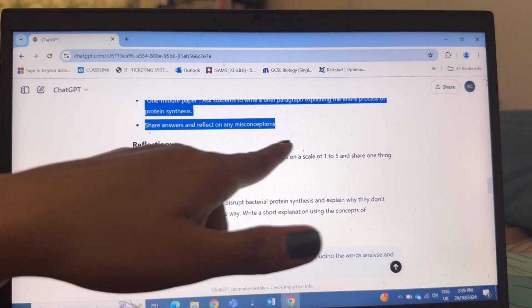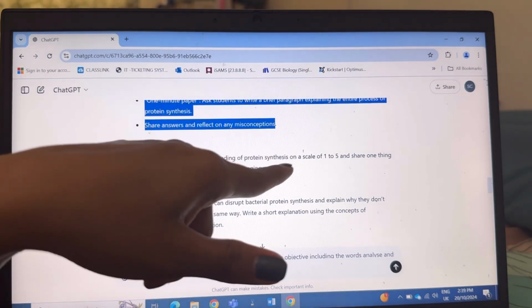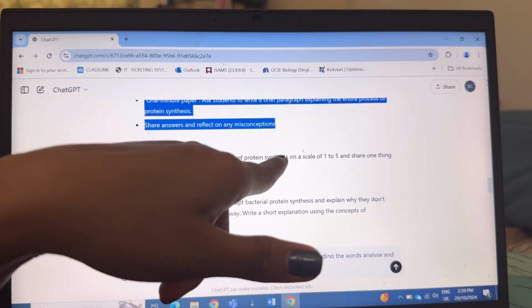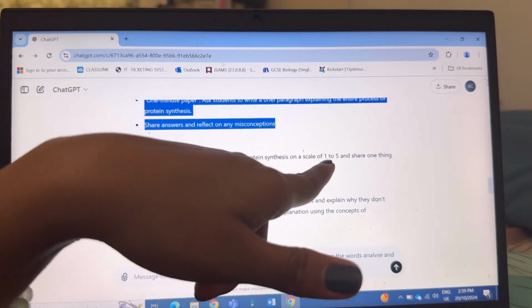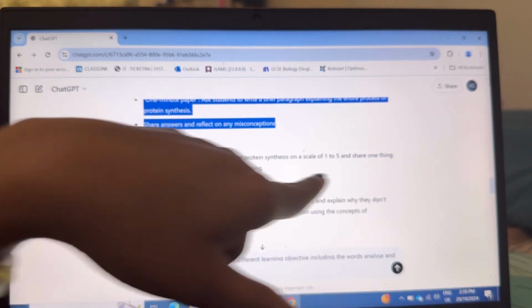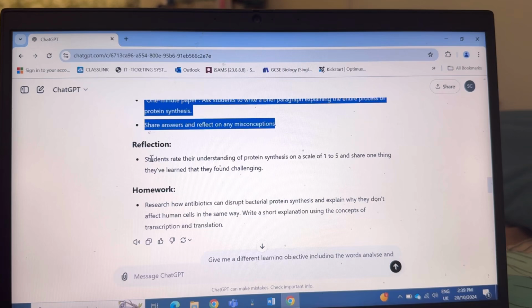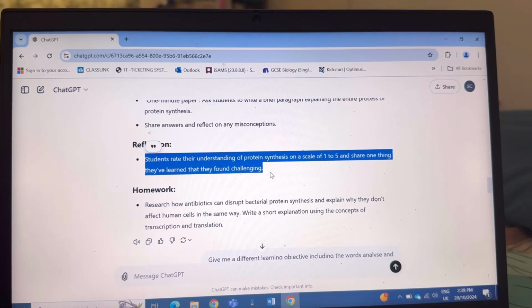Here, ChatGPT has given me a different type of reflection today. That is, students can rate their understanding of my topic, protein synthesis, just from 1 to 5. If all the students give 5, that doesn't happen. If my students are really genuine, year 12s, if they are not understanding something, they'll write maybe 3 or maybe 1. And then there is also one thing they have learned and one thing they have been challenged with. So I think this is the best one which I can give for reflection.